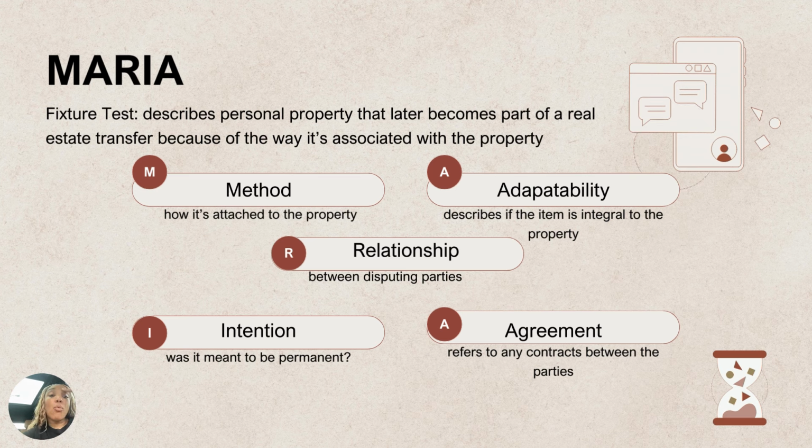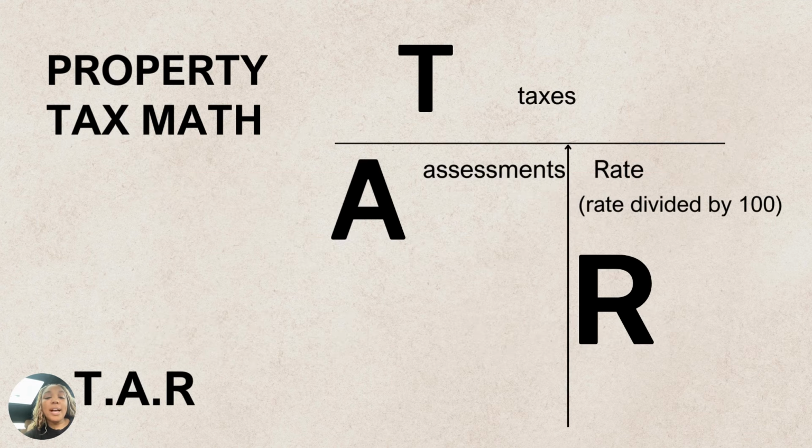We have Maria. So when it comes to Maria, Maria is the fixture test. So this describes whether it's personal or if it's real property that is going to transfer. So with Maria, it's method, adaptation, relationship. Good job. Intentions and agreement. So anytime you want to know the fixture test, is this going to run with it, always remember Maria. All right, guys, we're almost done.